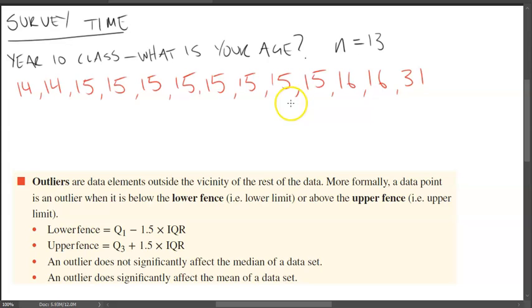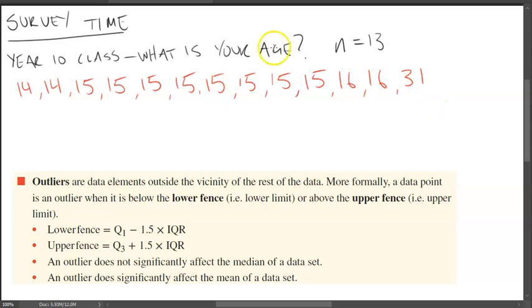Because the question within this Year 10 class was, what are the ages of everybody within that classroom? I didn't say specifically students, I said everybody within that classroom. Hopefully that's the case. Maybe you can rewind and double check, but I'm pretty sure I said everyone within that classroom. And we have this 31-year-old here. Now, it's obvious to us that that 31 doesn't seem to be within the vicinity of this data. Kind of a spanner in the works.